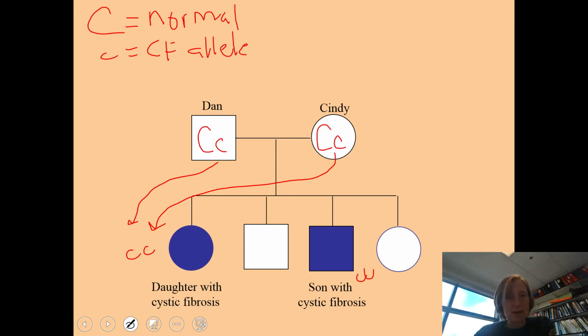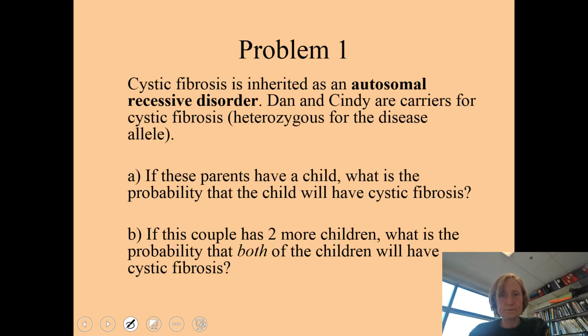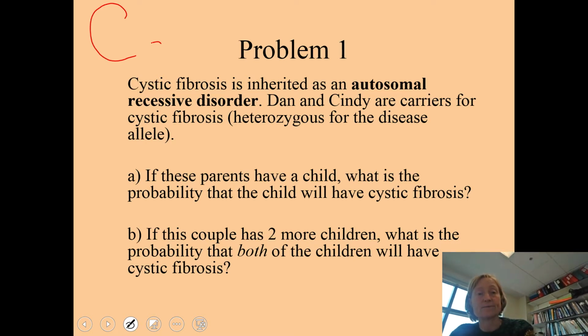But let's think about that. And that's where we are, actually. Cystic fibrosis is inherited as an autosomal recessive disorder. Autosomal means it's not sex-linked. We'll talk about sex linkage in Chapter 15. Dan and Cindy are carriers for cystic fibrosis. They're heterozygous for the allele, so they're big C, little c. If these parents have a child, what is the probability that this child will have cystic fibrosis?